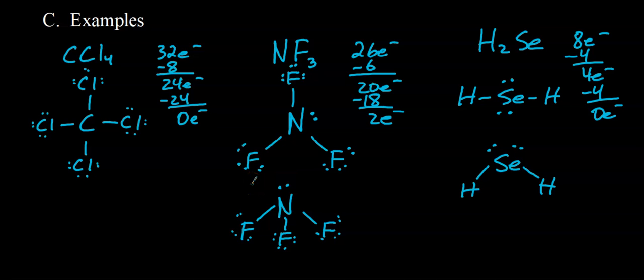Same thing here with H2Se. I prefer this bottom Lewis structure because that shows more accurately the geometry of this molecule. It has a tetrahedral electron geometry, however, the molecular geometry is bent, AX2E2.